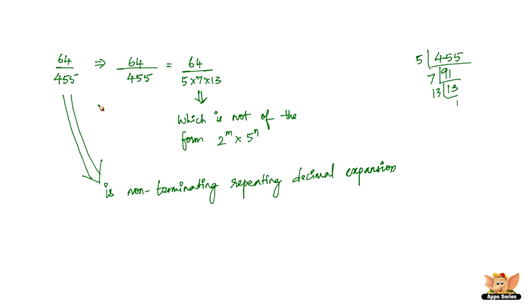So in this video, we've solved an example of checking a rational number to see if it has a terminating decimal expansion or a non-terminating repeating decimal expansion. All you have to do is just see if the denominator of the given rational number is of the form 2^m times 5^n. If it is, then it is a terminating decimal. If it is not, it is a non-terminating repeating decimal expansion. So this ends this video.